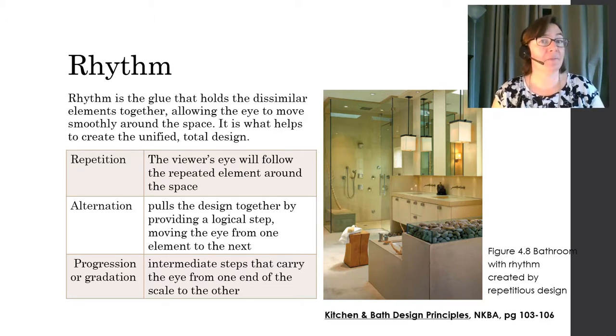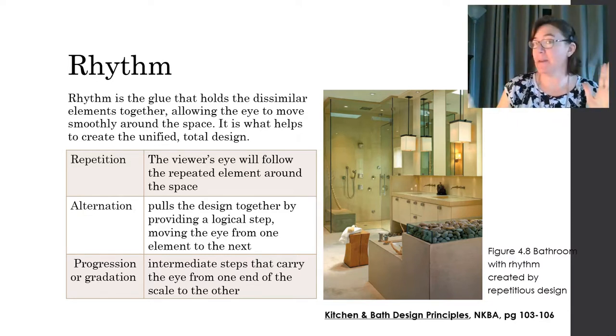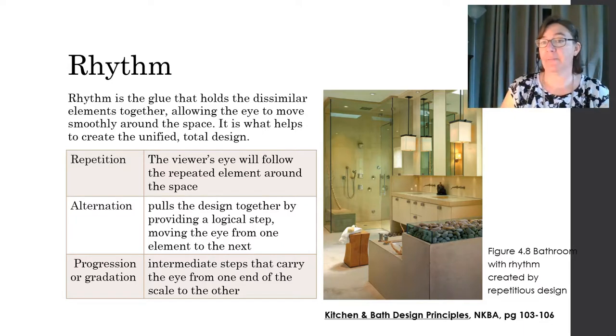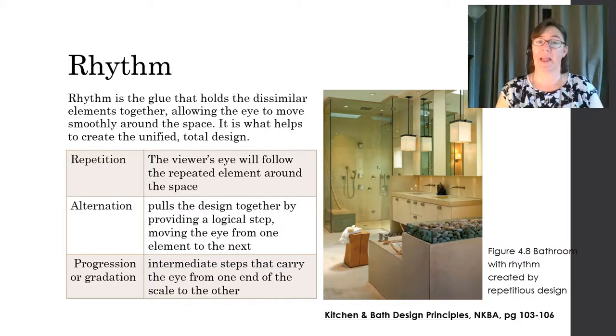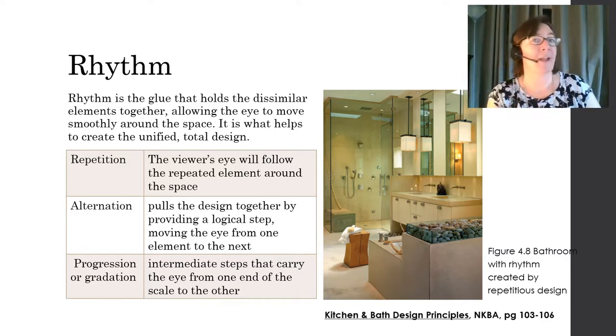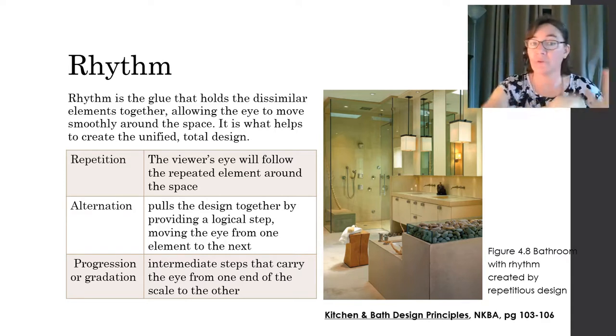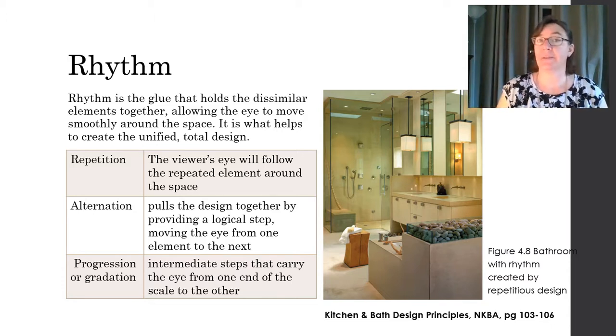There are a couple different kinds of rhythm, and one is repetition of the same element. We have an example of that here on your screen, a bathroom with rhythm created by repetitious design. I think they're specifically talking about these lighting elements. You can have rhythm with alternation, and these can be as complicated as you like. Alternation will pull your design together by providing a next logical step, and it will draw your eye from one element to the next.